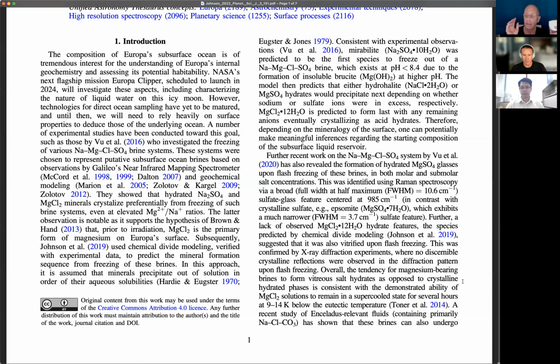which initially was a bit of a confounding thing, because we were looking for the crystalline Raman signatures and not seeing them, and seeing these broader or shifted features.